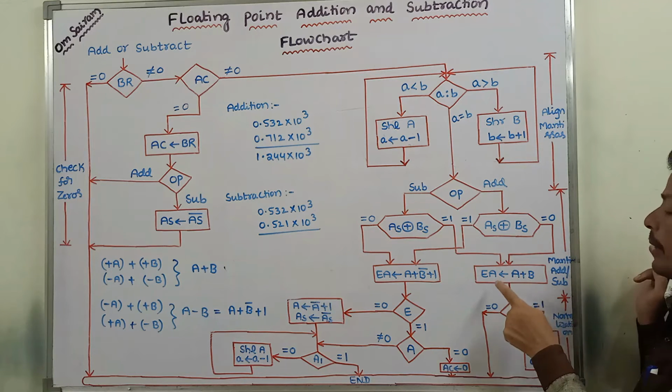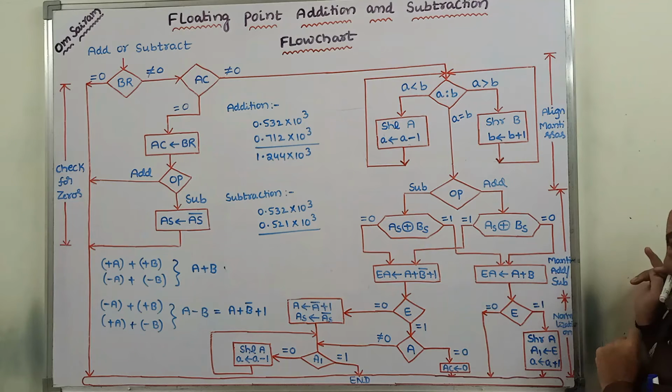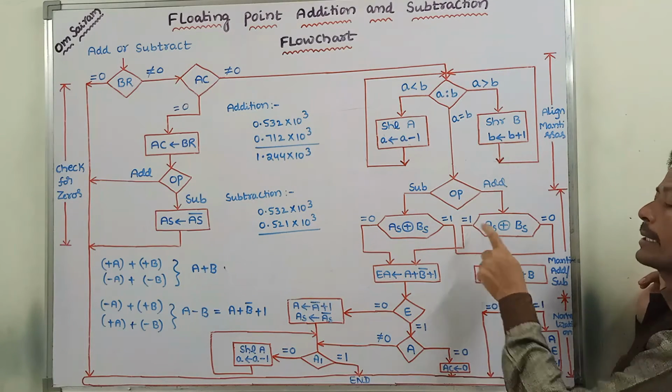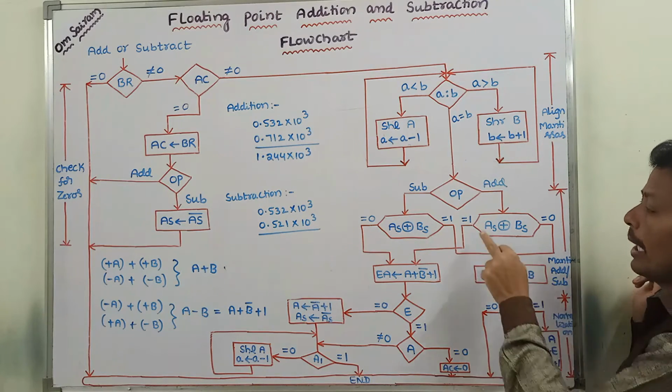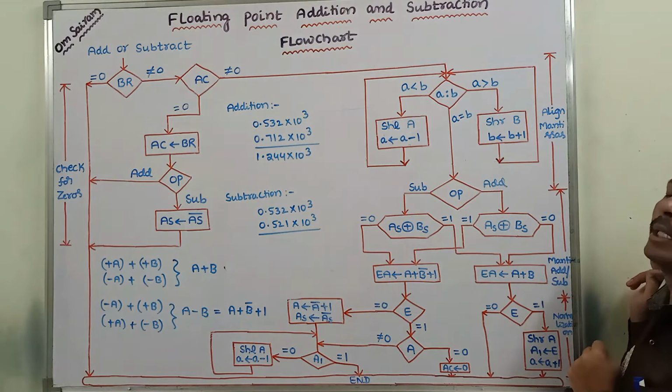That result can be transferred to A. If any carry is generated, that can be transferred to the extended flip-flop. When the signs of the mantissas of both floating point numbers are different, the output of the exclusive OR gate is 1. At that time, we are performing the subtraction operation.